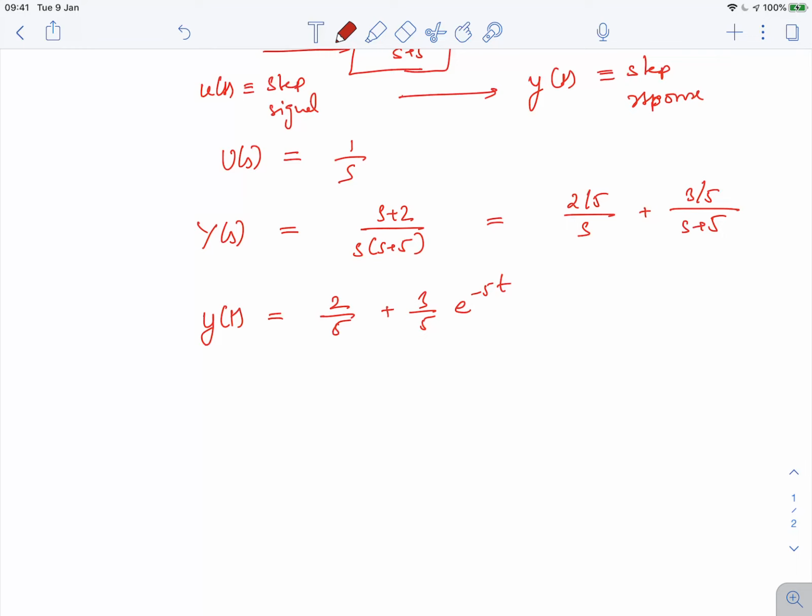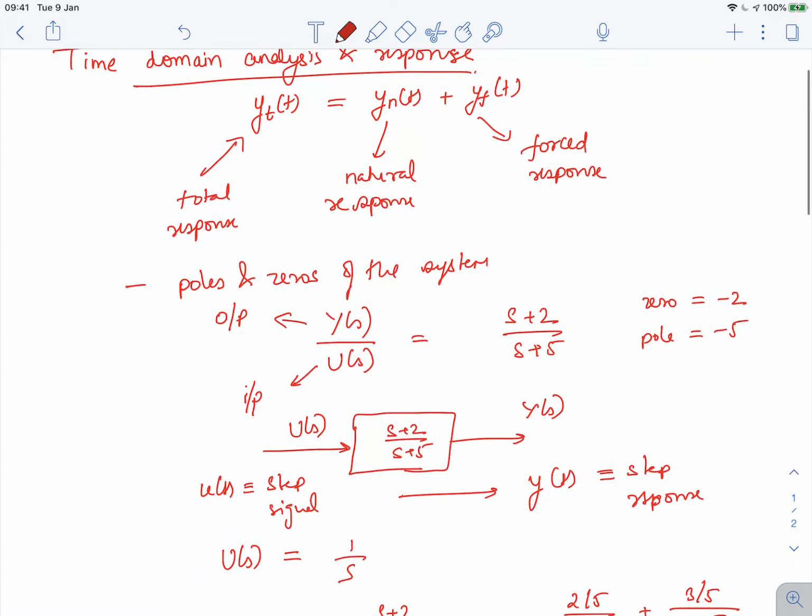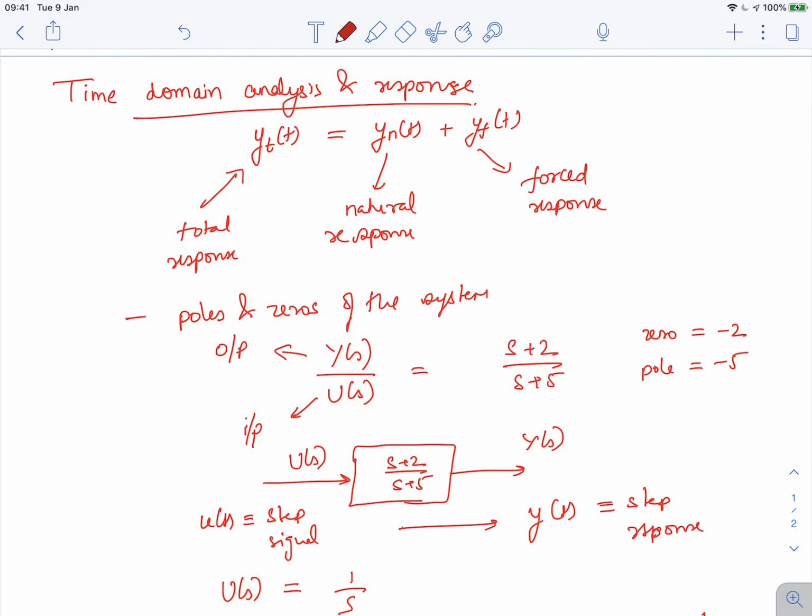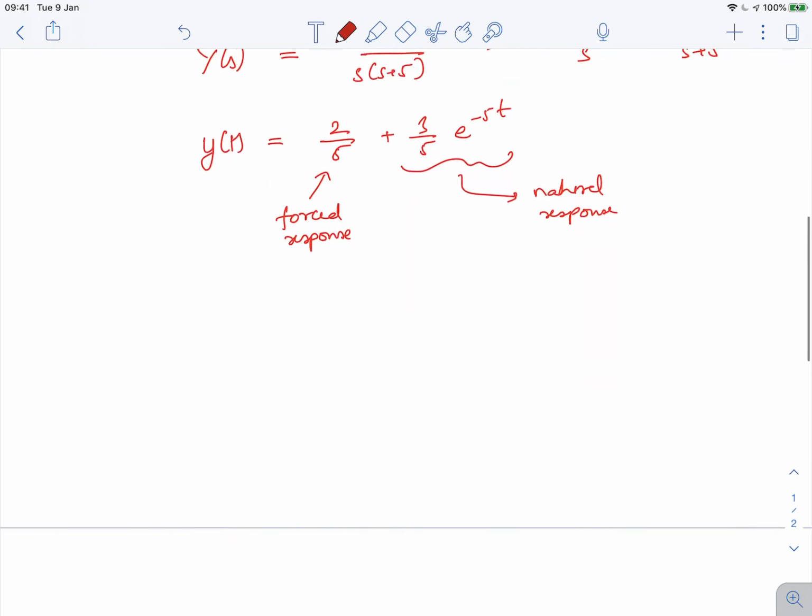Okay, now this is the overall response, and this particular part we call the forced response, and this whole part is called the natural response. Okay, this is according to the expression we introduced earlier, that the total response is basically the summation of the natural response and the forced response.